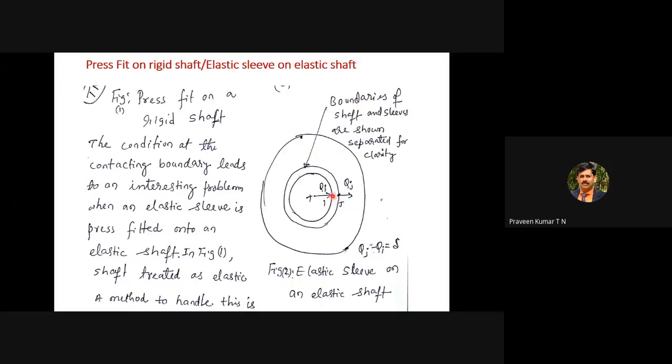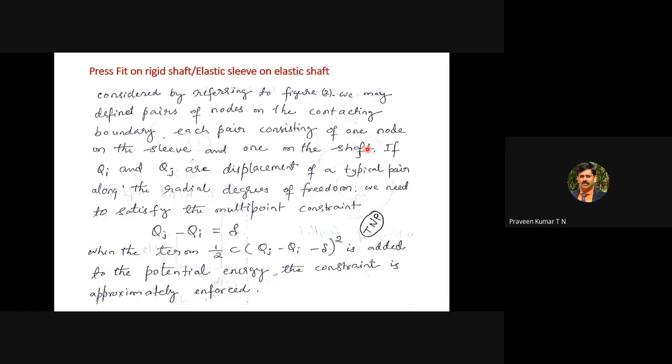It requires more time, more space also. So whenever the shaft is fitted into the sleeve, there may be deformation. The deformation is at node 1. Here node 1 is referred to as node i, Qi. Node 2 is referred to as Qj. The net deformation is Qj minus Qi or Qi minus Qj. Same thing is shown here.